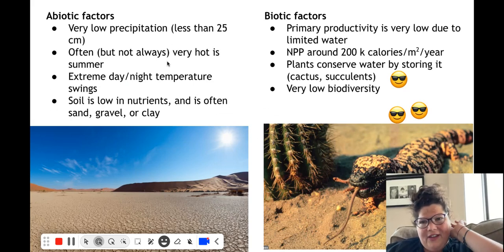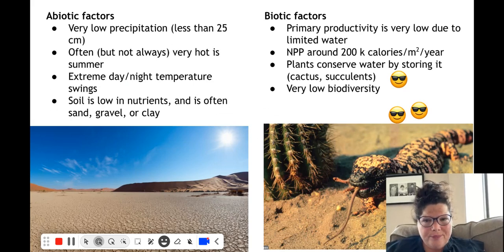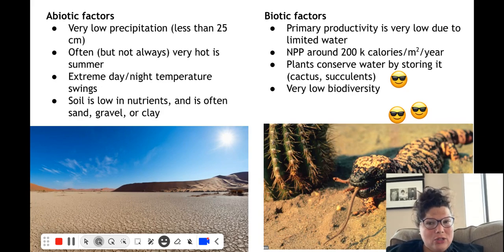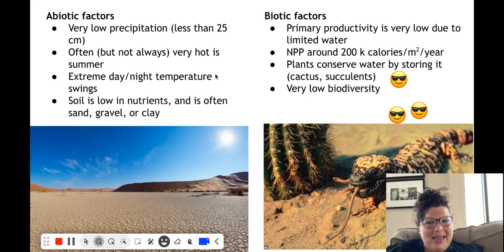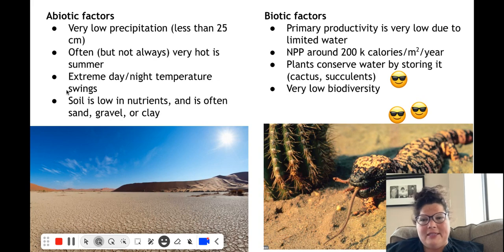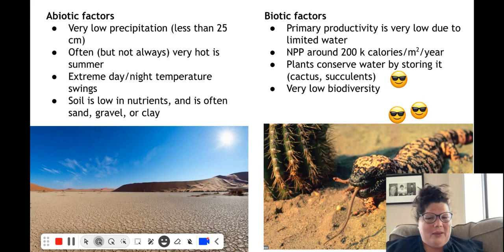All right, abiotic factors: very low precipitation, very hot summers, not always, but it's possible. This is probably the most important part, extreme day-night temperature swings. They could go from 10 degrees Celsius at night to over 35 degrees Celsius during the day. Huge swings.